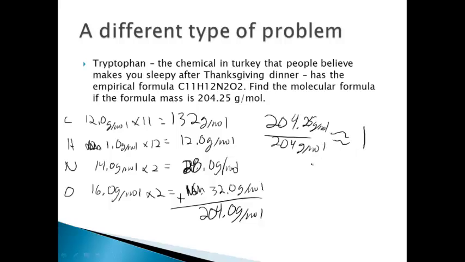This number comes out to be 1. What does this mean? Well, C11H12N2O2 is not only the empirical formula, but if you multiply by 1, this is actually also your molecular formula, and that can happen. So tryptophan's real formula is C11H12N2O2. It can't be reduced anymore, so this is also your empirical formula. And that's how you do molecular formulas.